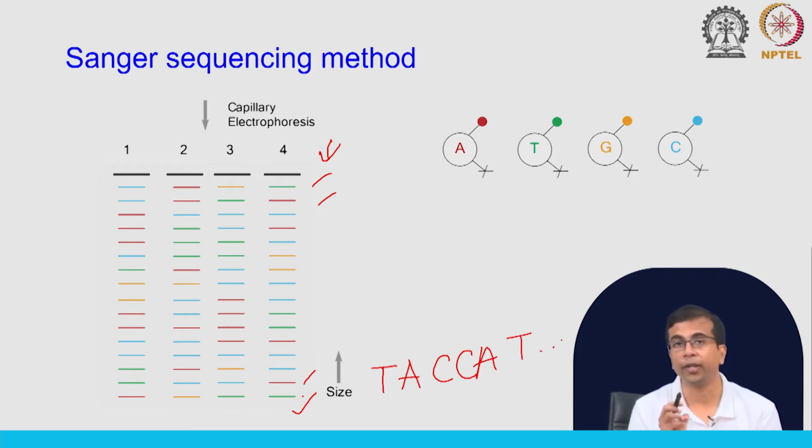For each lane we can now read this and figure out the sequence of these fragments, because these two neighboring fragments differ by just size 1, a 1 nucleotide difference, as there is nothing in between them. So, this is how the sequencing is done, and we can now read the sequence from this process.